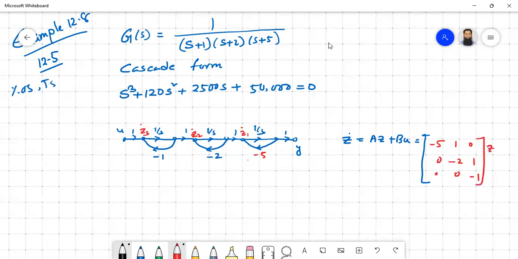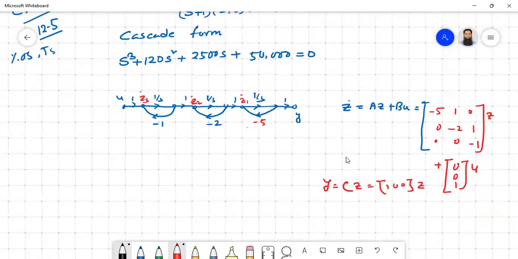So this is our Z plus B. B is basically only the input coming to state 3, so 0, 0, 1, U. And what about the output? Output Y equals CZ, that is 1, 0, 0, Z. Okay, so the original system is figured out.